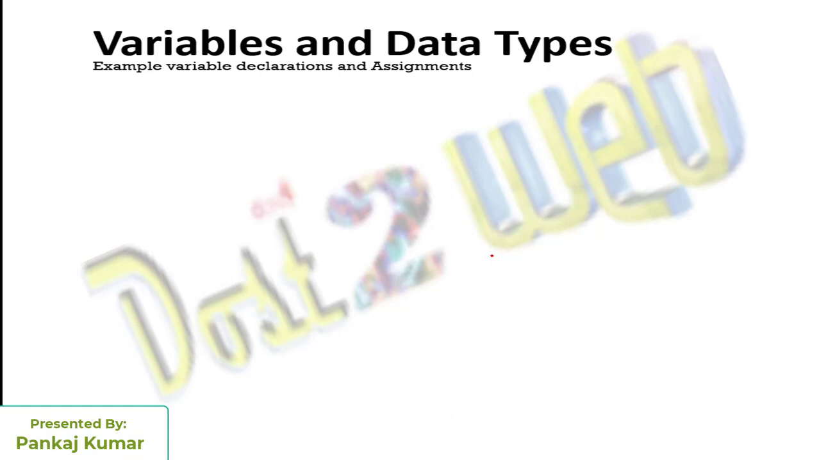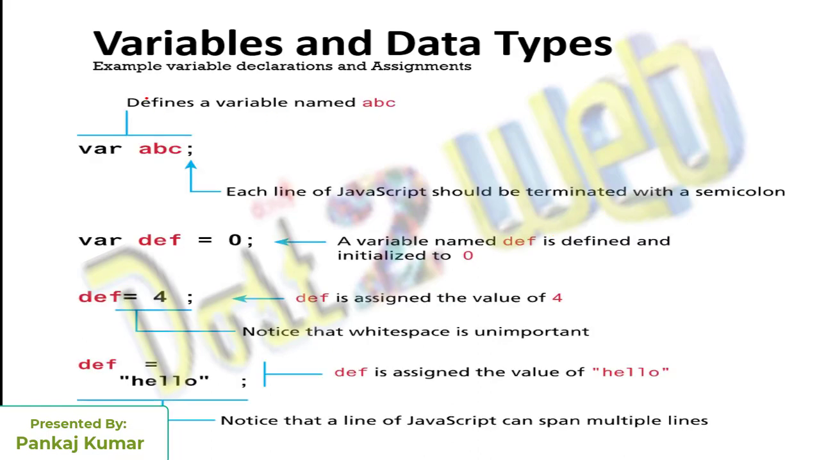Let's see examples of variable declaration and how you can assign values. If you want to define a variable ABC, I am writing var ABC semicolon. The var is fixed, it will never change. It means it is defining a variable named ABC. Each line of JavaScript should be terminated, so you give the semicolon. You know very well, semicolon means termination. And ABC is your variable name, which you can change.